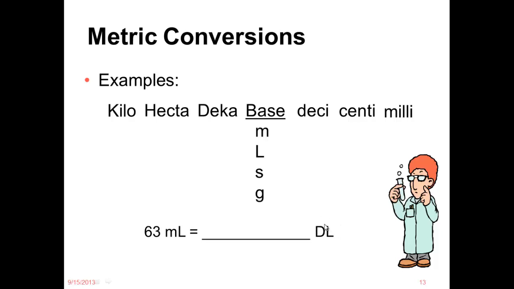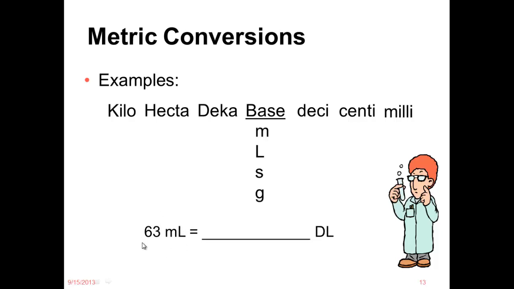Over here we have a capital D and an L. The capital D goes with deca. If it had been a little d, it would have been deci. So capital D means we're going to deca. So put your pencil on milli and start counting. 1, 2, 3, 4. And we move to the left. So we need to take our decimal place and go 4 spots to the left.